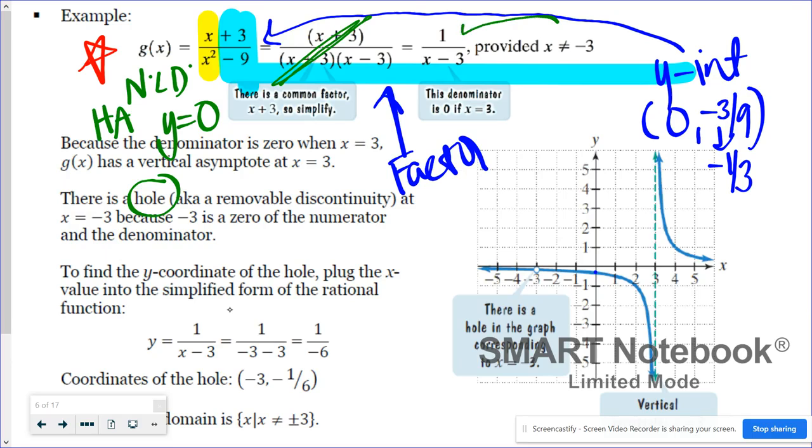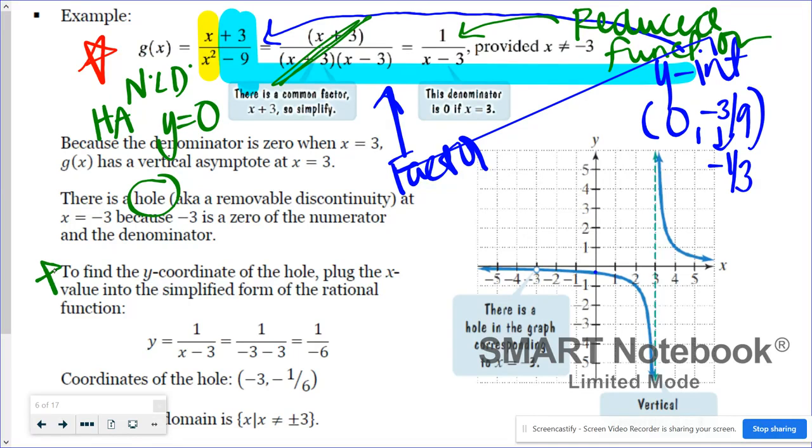Once I cancel out my common factor, I can rewrite this as the reduced function. And the reduced function is going to tell me a little bit more about my rational function. I'm going to use the reduced function to find the y-coordinate of the hole. Since I know the hole is at x equals negative 3, I can plug it into the reduced function. That's what they're showing right here. And I can calculate the value of my y-coordinate.